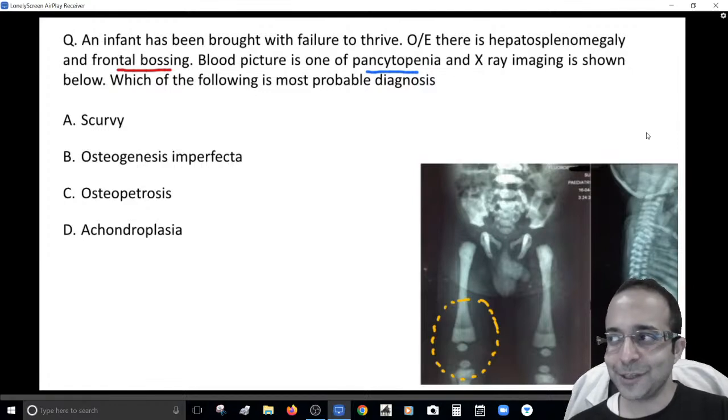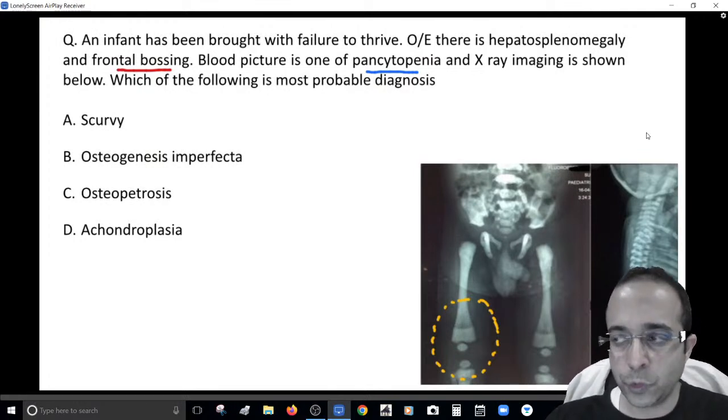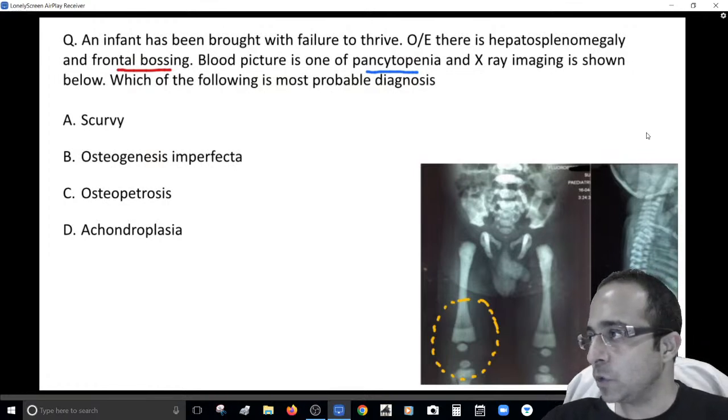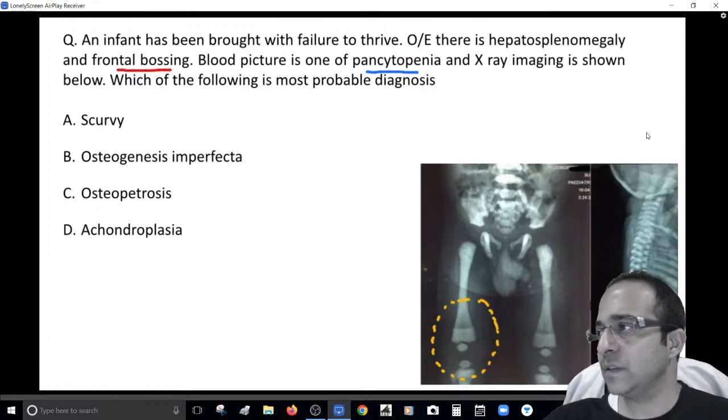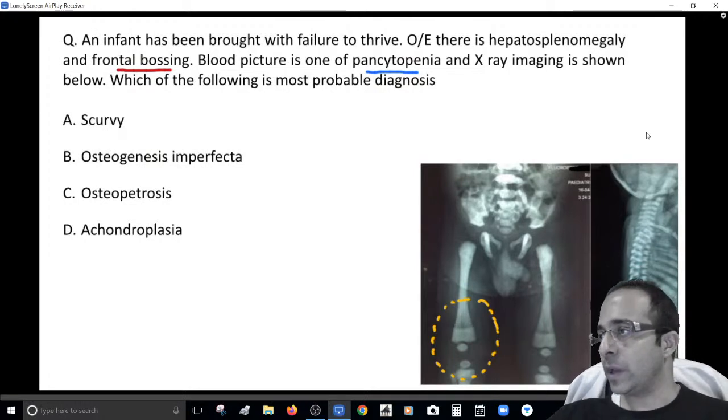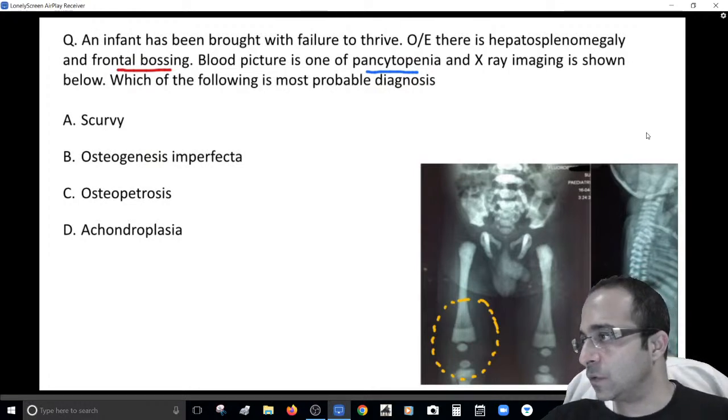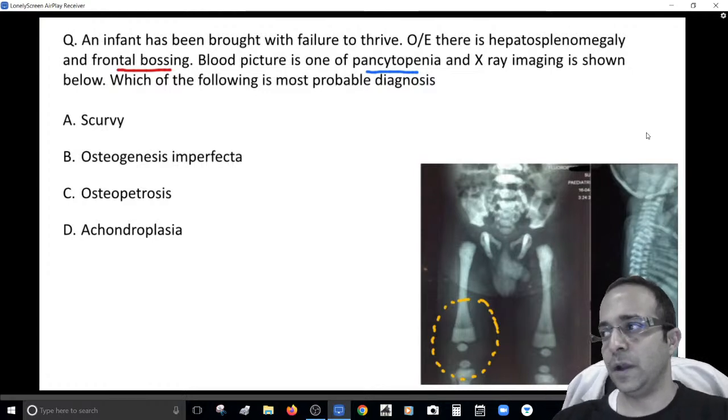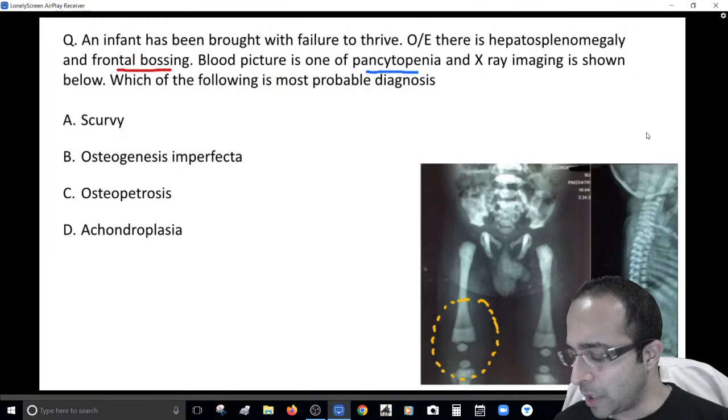So can I have some people trying the diagnosis here? Is this a case of scurvy, osteogenesis imperfecta, osteopetrosis, or achondroplasia? Can I have some people helping me out with the answer here? Just go through the question, please submit your choices. So people watching, your messages are visible to me, so quickly drop in your choices so that I can take you through the answer also. Alright, so to help you out with this part, achondroplasia, Doraemon, I'll help you out with this, not a problem.